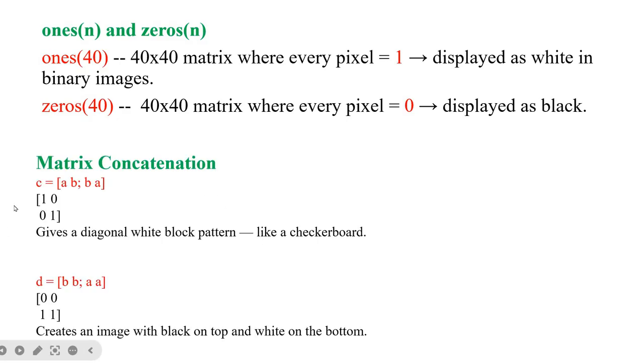Next, we have some matrix concatenation, where we will take a matrix C is equal to square bracket A space B semicolon B space A.